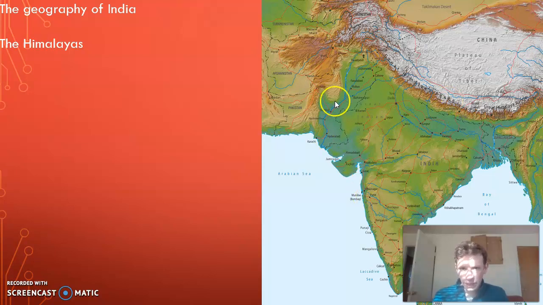So you can see that we have the Indian subcontinent here. It's this, I guess you would call it a sort of rhombus. And then you have the Himalayan mountains, you have the plateau of Tibet, and then the deserts of Western China. And then over here, we're going to have modern day Pakistan, that we're going to consider part of India for the study of this course.